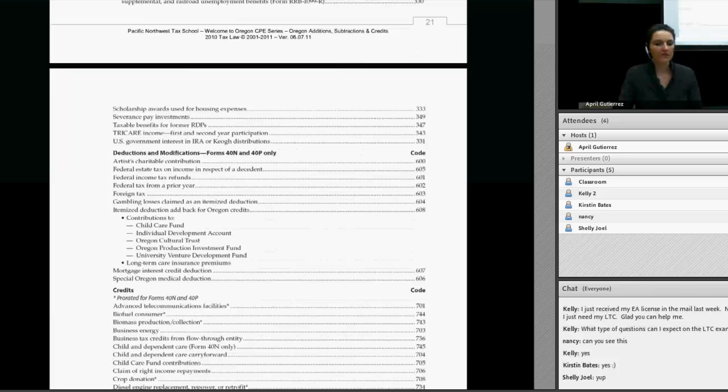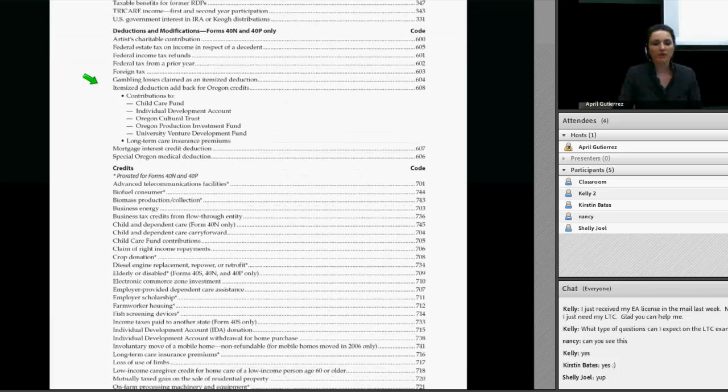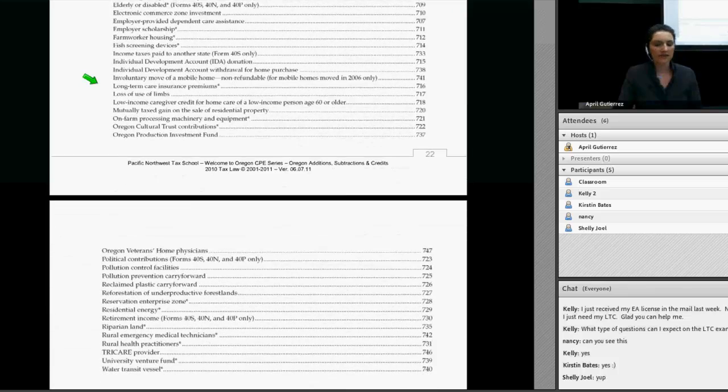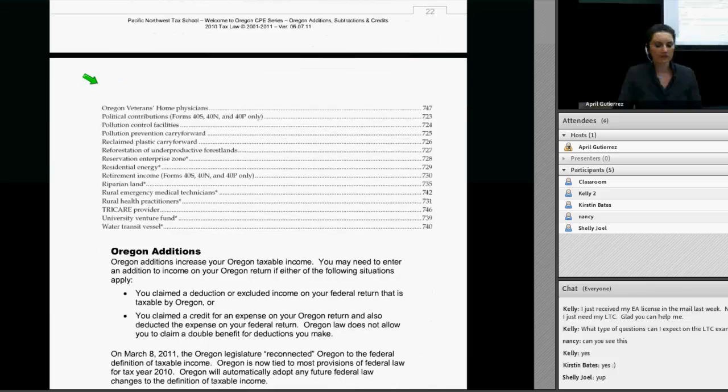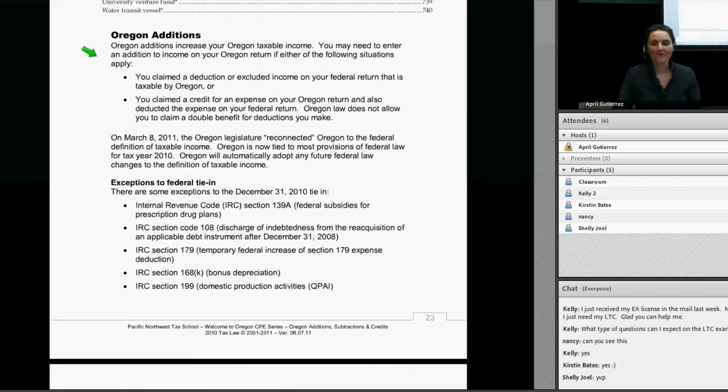We then move into deductions and modifications. These particular codes apply only to Forms 40N and 40P. And then we move on into credits. And you can see how many credits and credit codes there are. All right, I'm going to do my best to teach you what the majority of those most important ones are.